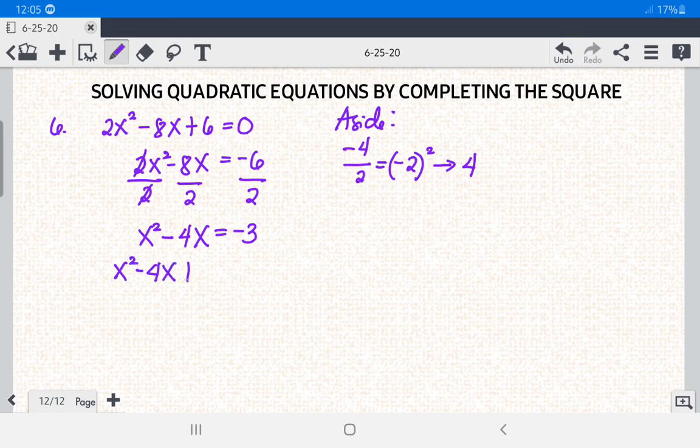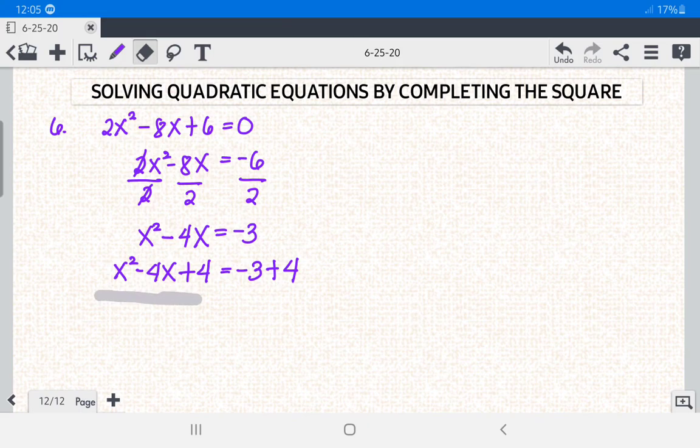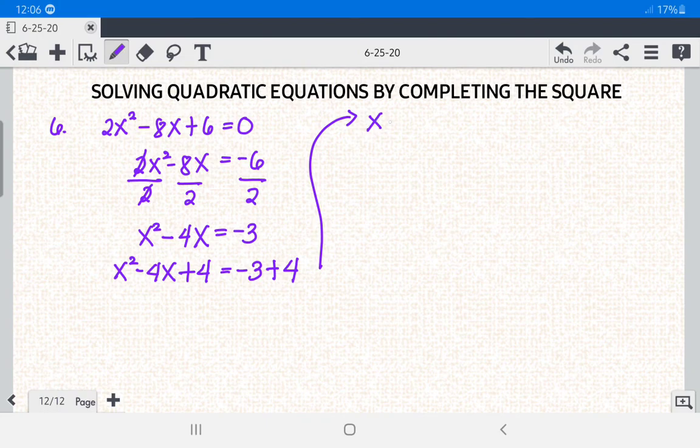Next, as you can see, the left side of the equation is already a perfect square trinomial, right? So, what you are going to do is rewrite that as a square of a binomial. So, square root of x squared is x, then minus square root of 4, we have 2, then square it. Then equals negative 3 plus 4, we have 1.